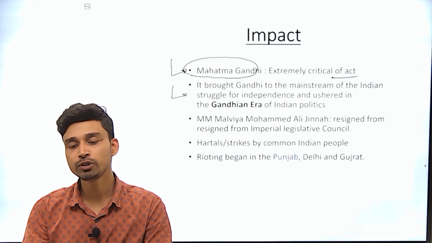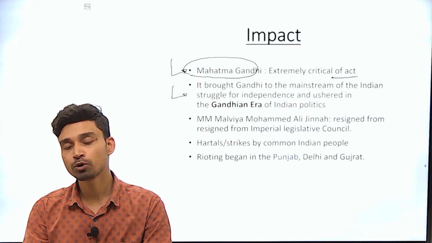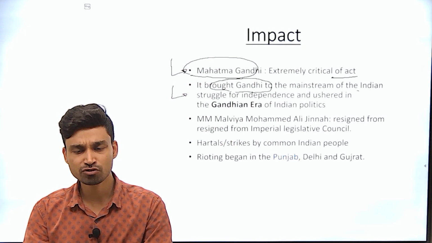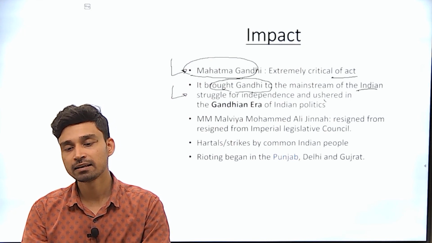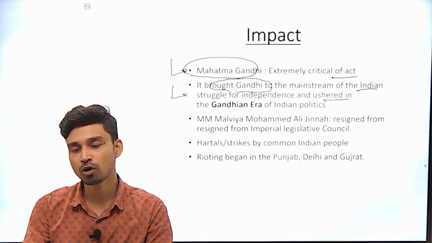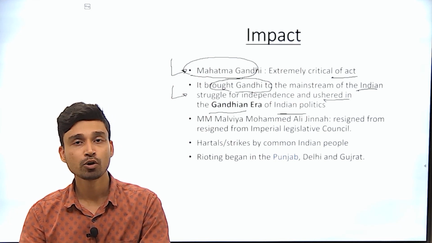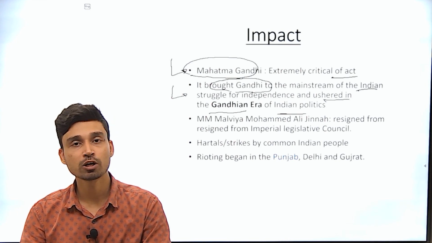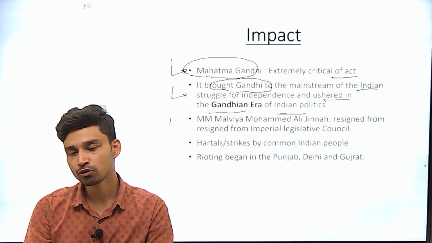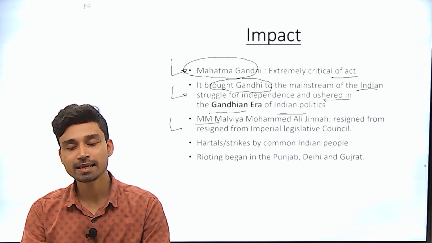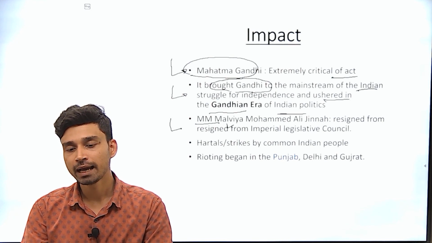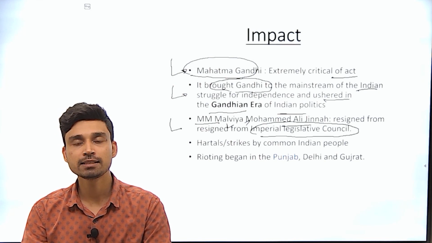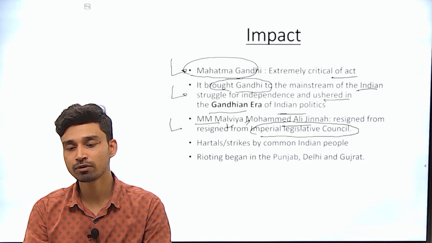But we also need to keep in mind that it was this Rowlatt Act that brought Mahatma Gandhi to the mainstream of the Indian struggle for independence, and from here ushered in an era that we call the Gandhian era of the Indian national movement, which prevailed for the next two decades till India got independence. Apart from this, we also see opposition to this act by Madan Mohan Malviya and Muhammad Ali Jinnah, who were members of the Imperial Legislative Council, and who resigned from their positions in protest against the act.